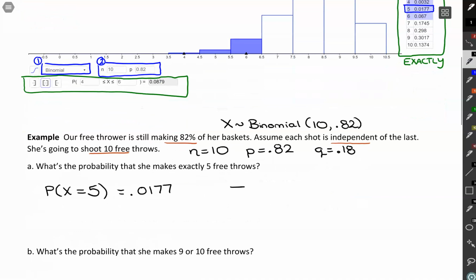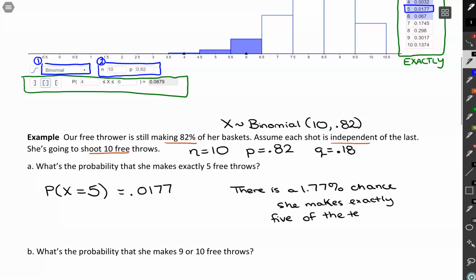And then we'd have a sentence of there is a 1.77% chance she makes exactly 5 free throws. And you could even say she makes exactly 5 of the 10 free throws. If you want to put that in there, that's even more correct in that we're seeing a certain number of successes out of this overall number of trials.